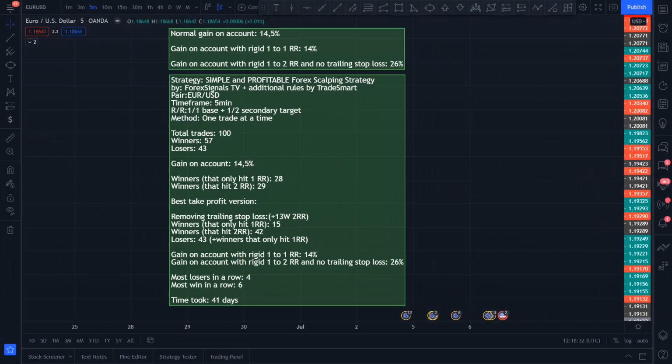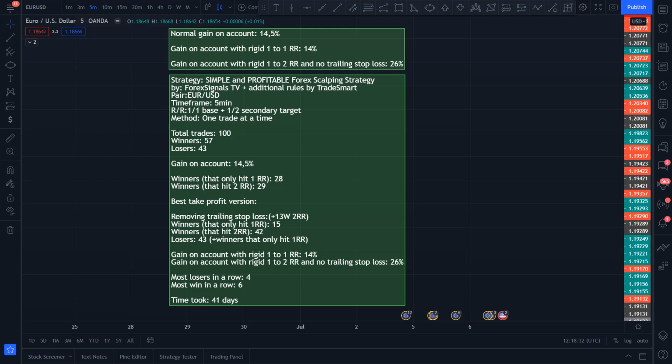And the results are in. After 100 trades on the Euro-USD pair on the 5-minute time frame, with a 1-to-1 base plus 1-to-2 secondary target risk-to-reward ratio, we got 57 winners and 43 losers. The gain on the account was 14.5%, most losers in a row was 4, most winners in a row was 6, time taken to complete the 100 trades was 41 days.